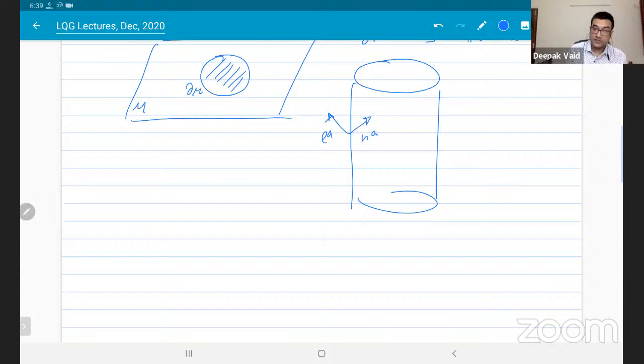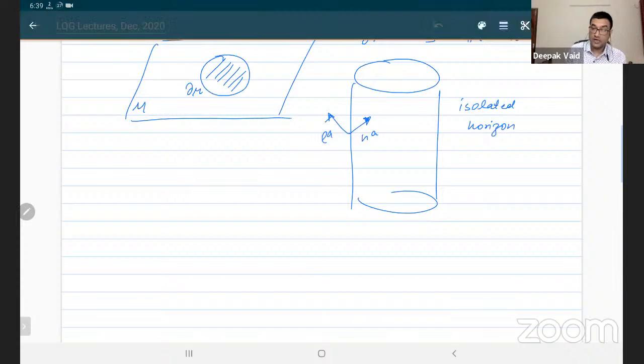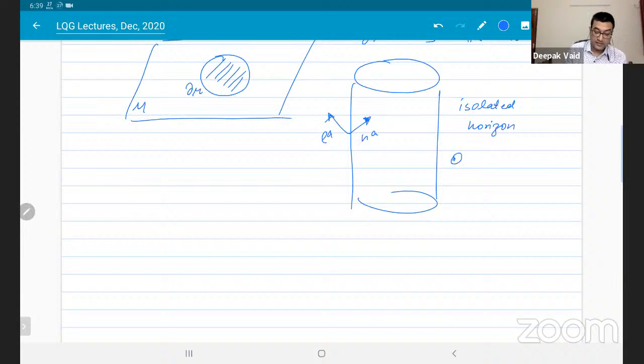We call this surface an isolated horizon, and the isolated horizon satisfies certain properties. One of those properties is that it is a trapped surface. So what does that mean? That means the expansion of the outgoing normal, which I'll write as theta L, is 0.